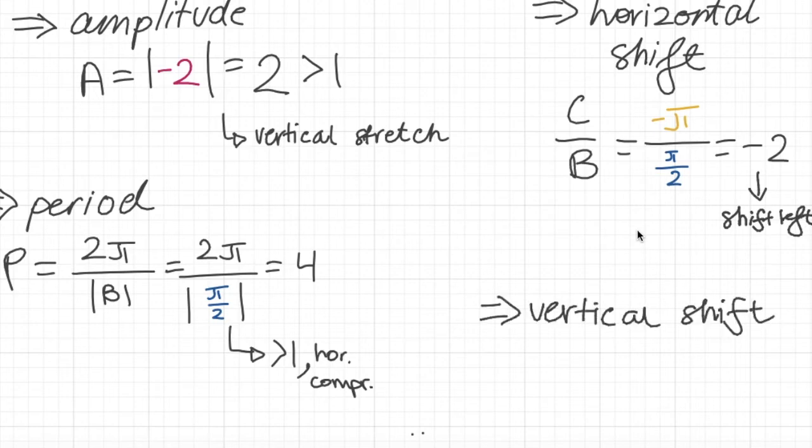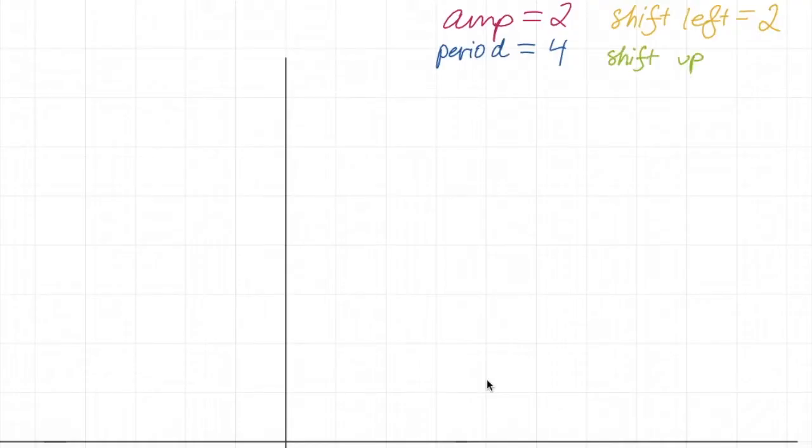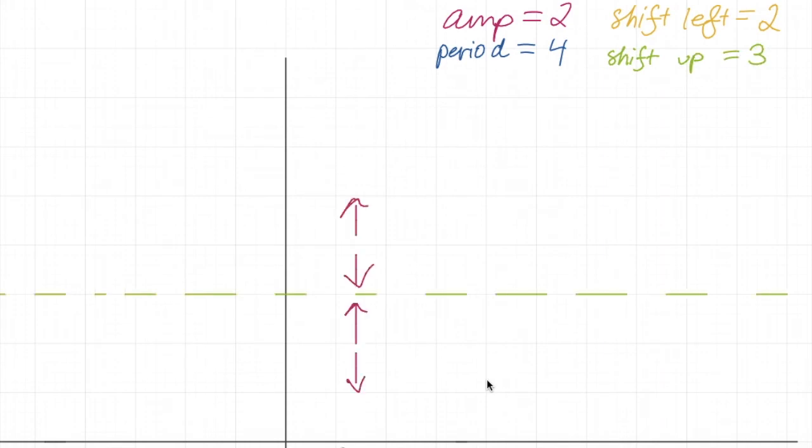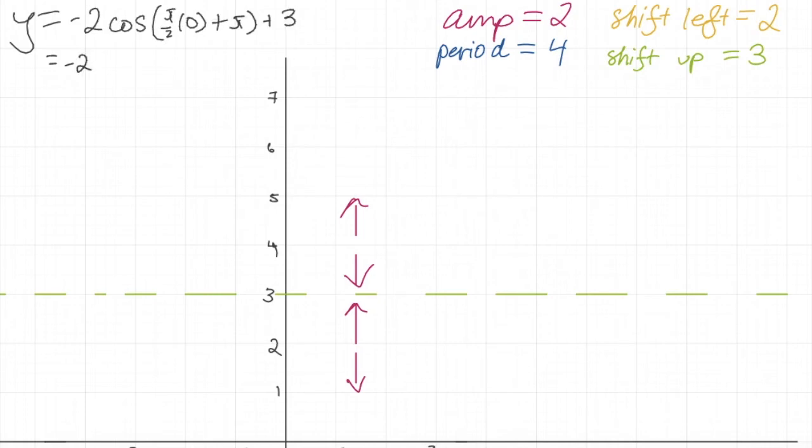Our vertical shift is 3, and so we are moving 3 units up. Given our vertical shift, we know that our midpoint line lies at y equals 3. Since our amplitude is 2, we know that our y values cannot exceed 5 and cannot be below 1. Let's solve for our y-intercept, which we do by substituting x equals 0 into our equation, and we get 5.